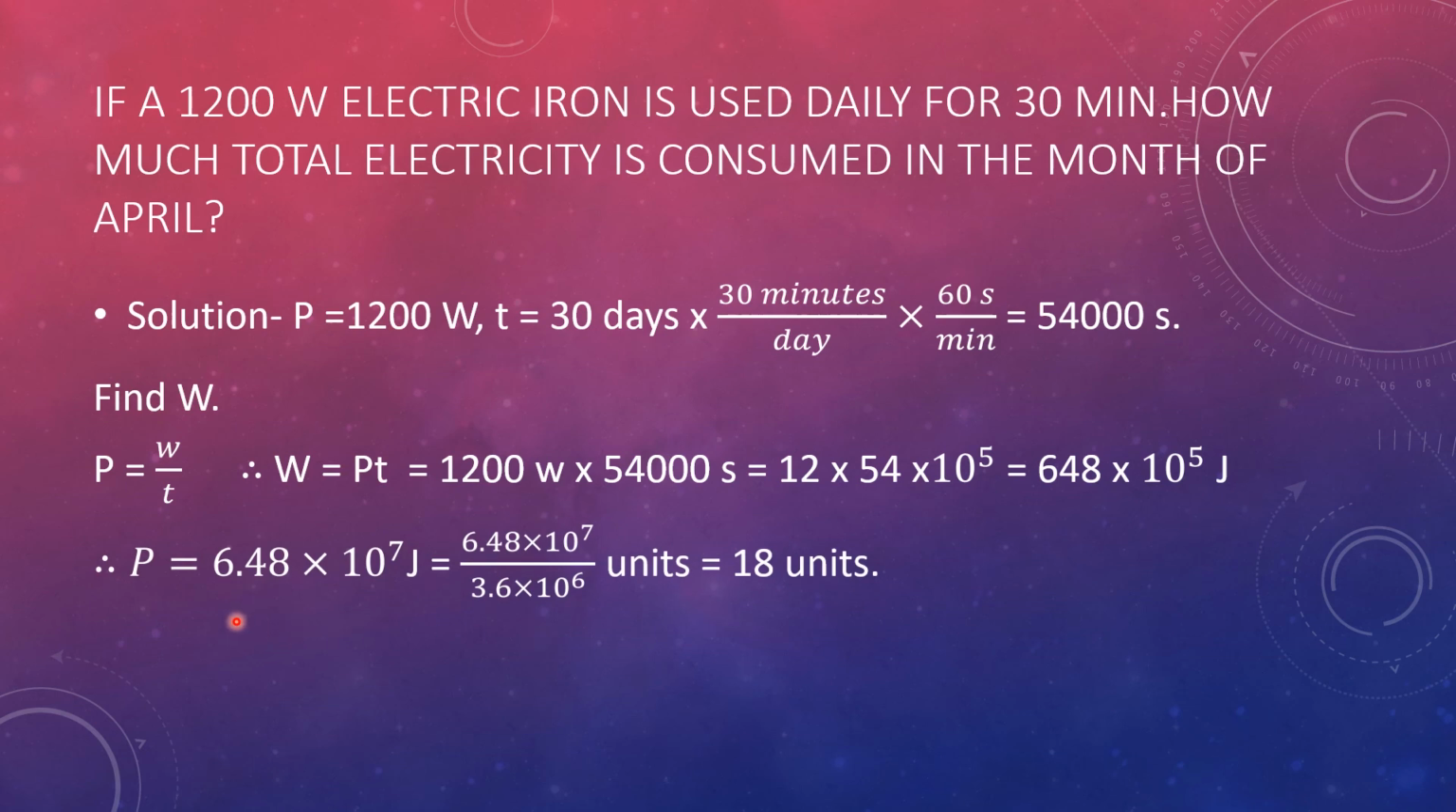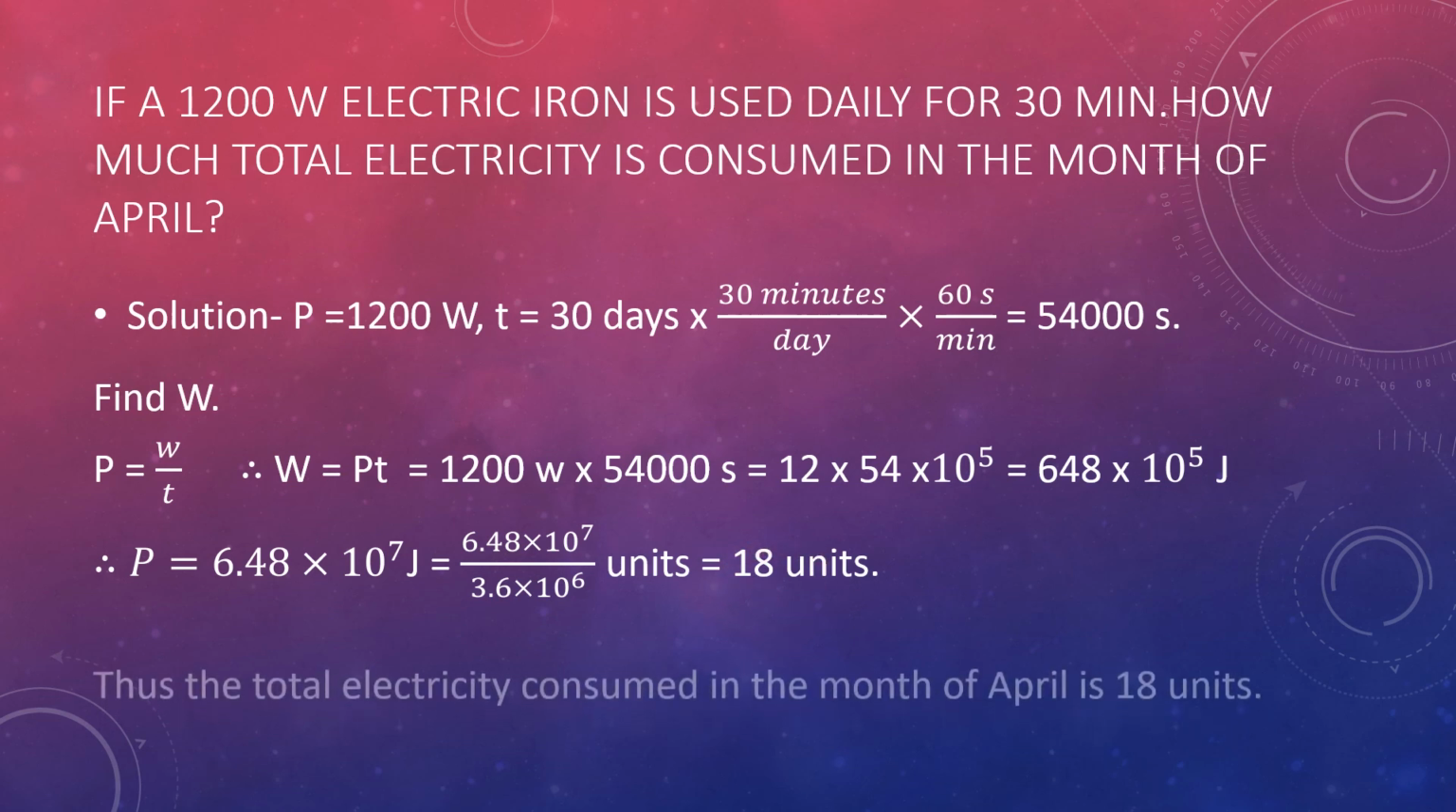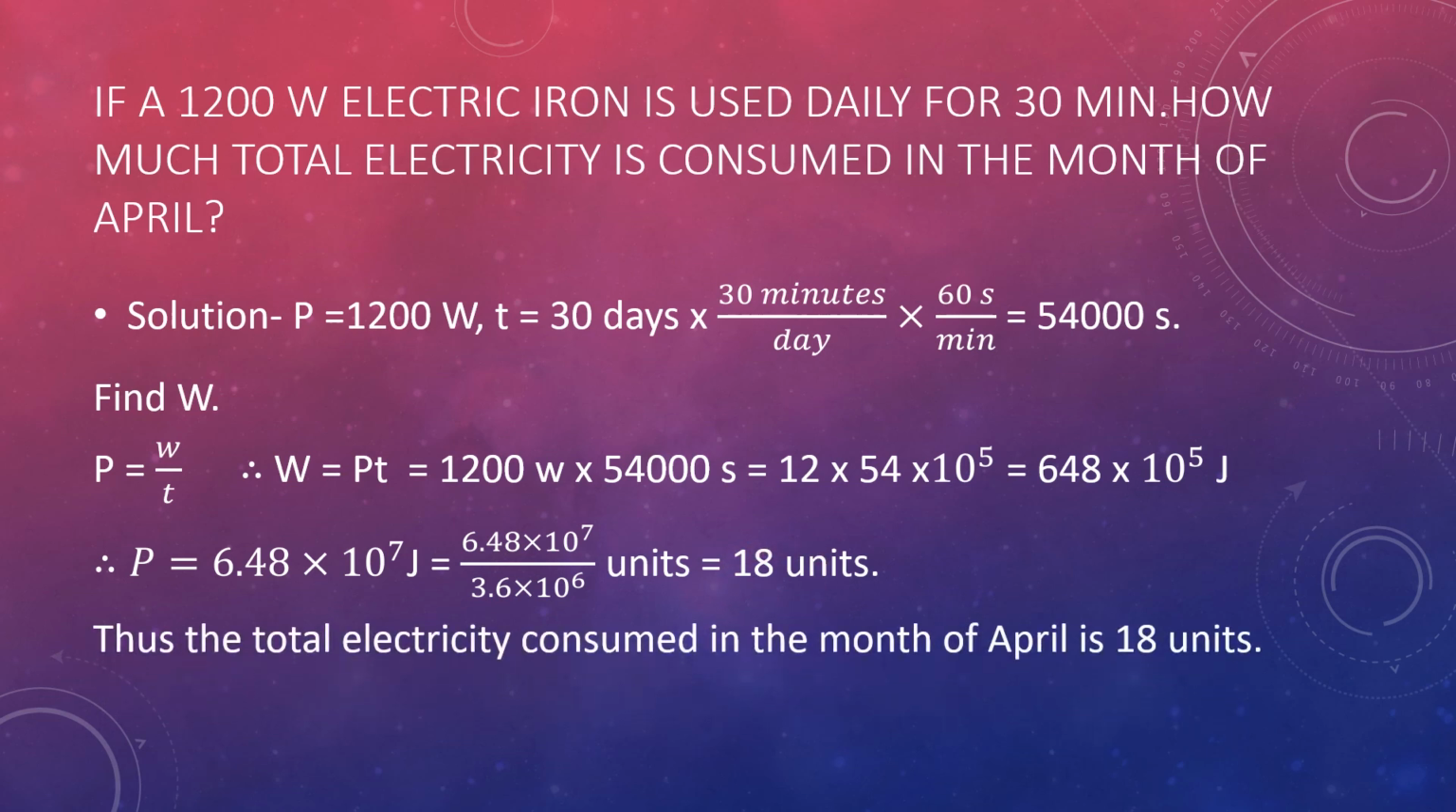Now we have to convert these joules into kilowatt hours or into units, because electricity is measured in units. So divide this by 3.6 into 10 raised to 6. And after dividing we get the answer 18. 18 units of electricity is consumed for ironing in the month of April.